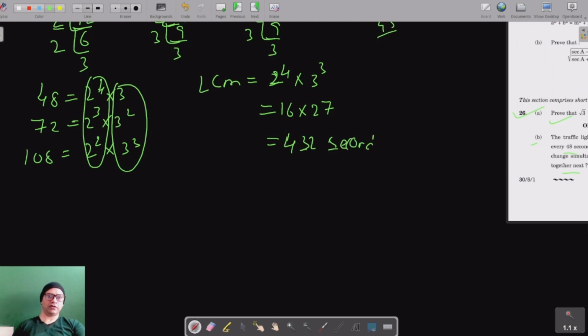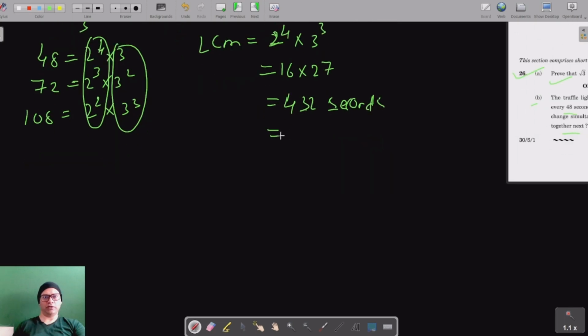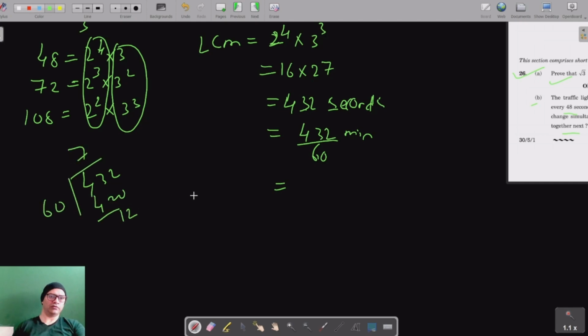seconds. And if we convert them to minutes, this is 432 divided by 60, which will give us the minutes. And 432 divided by 60, 6 sevens are 42, 420. So this is 7 minutes 12 seconds.